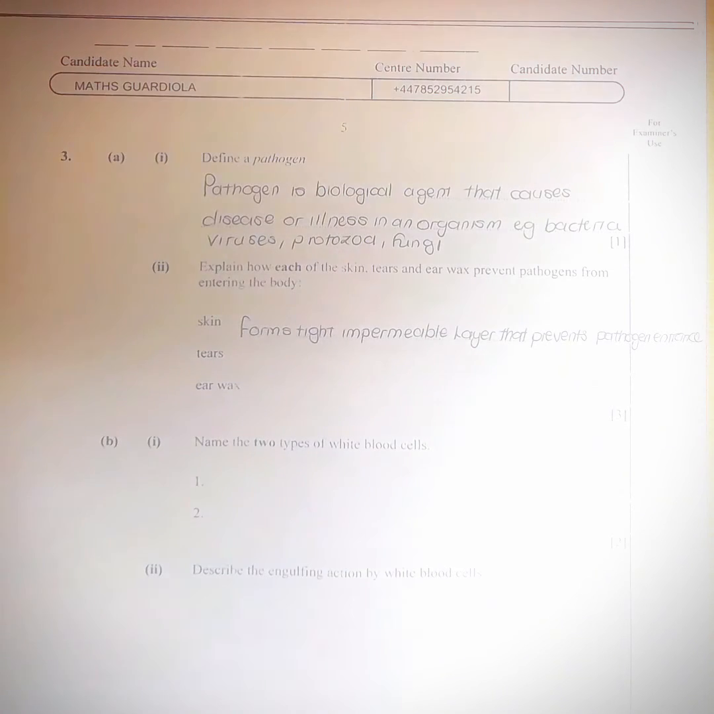And then the tears, they contain lysozymes that break down bacterial cell wall, killing them. Tears also have slightly acidic pH, which inhibits growth. And then the pH of earwax is slightly acidic, which is going to inhibit the growth of bacteria.